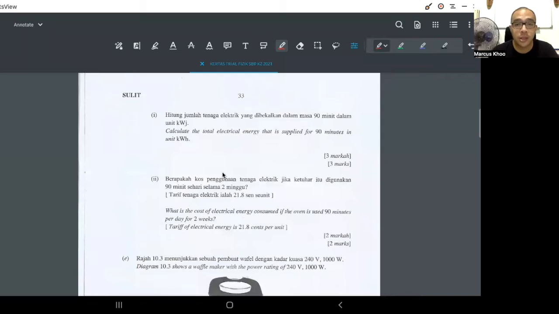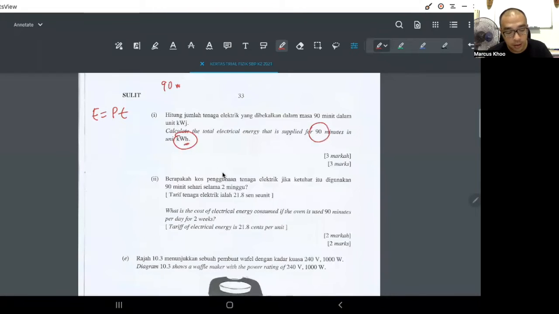Okay, calculate the total electrical energy supplied for 90 minutes in kilowatt hour. The interesting thing is they have already given the unit, kilowatt hour. So you need to find the energy in kilowatts times hours. The standard formula for energy is E equals PT, energy equals power times time, same as heat. Now, 90 minutes, since we're counting in hours, we need to change minutes to hours.